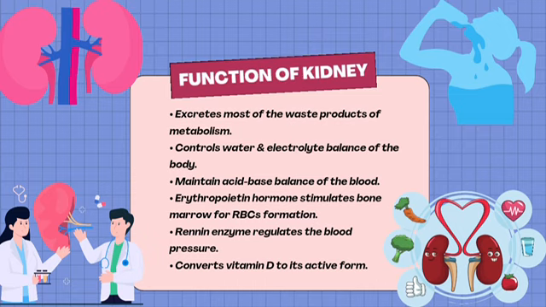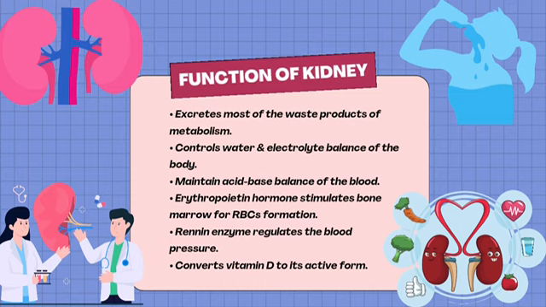The kidney maintains the right balance of water and electrolytes like sodium, potassium, and calcium in the body. This prevents dehydration or overhydration and ensures proper nerve, muscle, and heart function. And the third one is maintaining acid-base balance. The kidney regulates the pH of the blood by excreting hydrogen ions, the acid one, and reabsorbing bicarbonate, which is the base one.